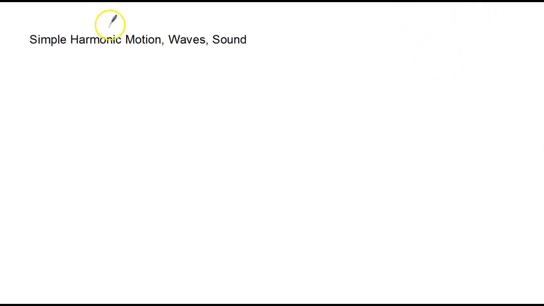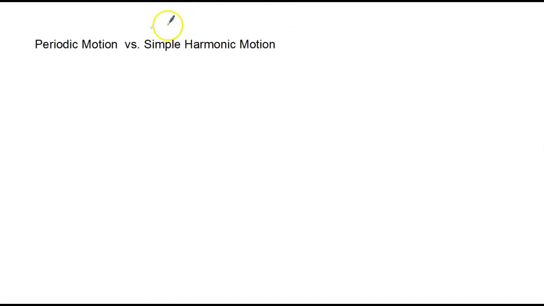Hi, this is going to be my presentation on the simple harmonic motion, waves, and sound unit. First, the difference between periodic motion and simple harmonic motion. Periodic motion is something that happens over and over again with a period. Simple harmonic motion would be something that actually goes around the same path again and again and again.